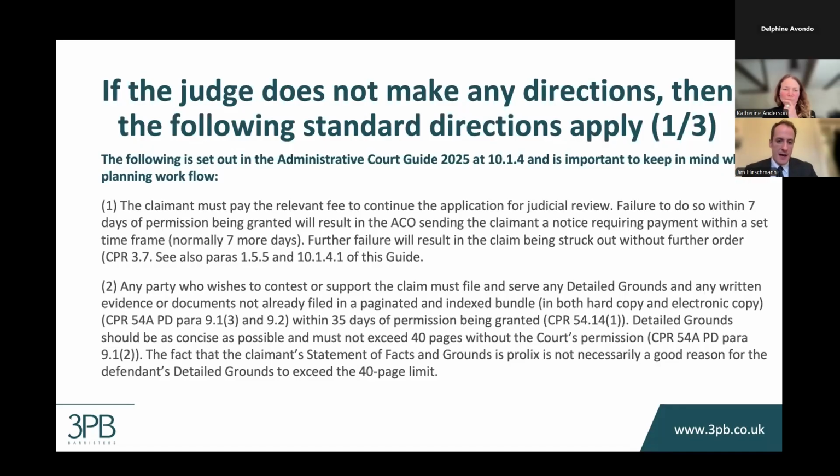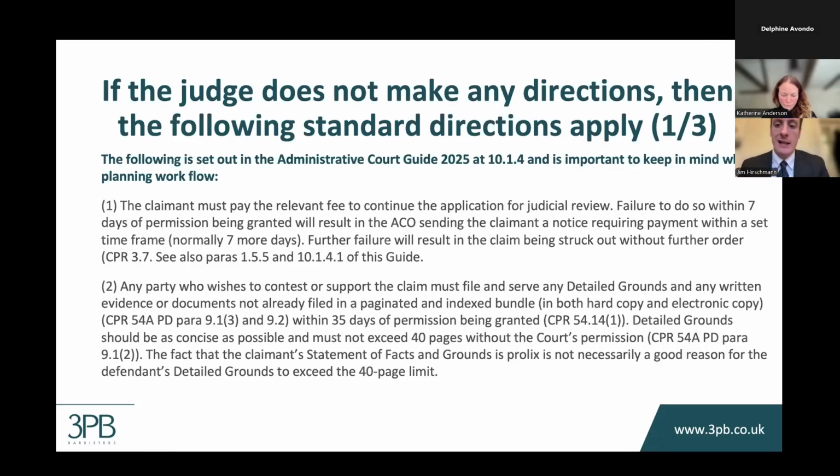The claimant has to pay the relevant fee to continue the application for judicial review. A failure to pay basically means that nothing happens. The court office will send the claimant a notice requiring payment within a set time frame, usually 7 days. Otherwise, it will be struck out without further order.